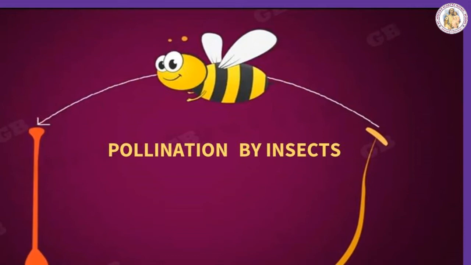Approximately 80% of pollination is done by insects. So pollination is done by all the agents, but 80% of pollination is done by insects like honeybees and flies.